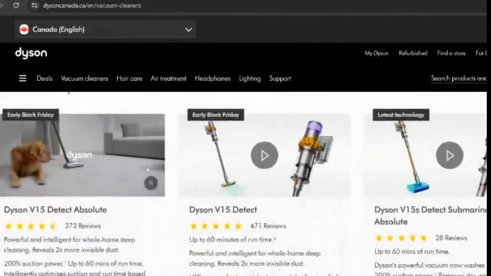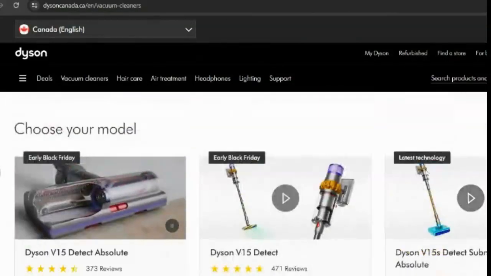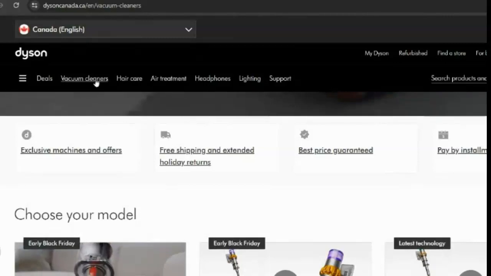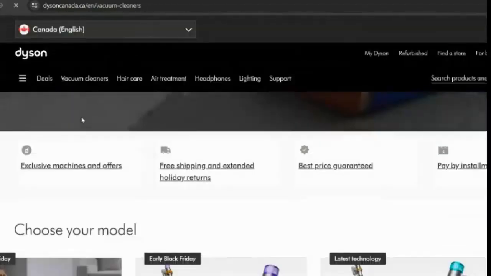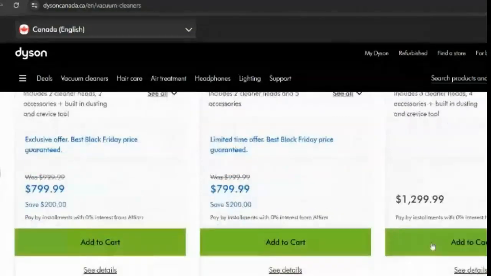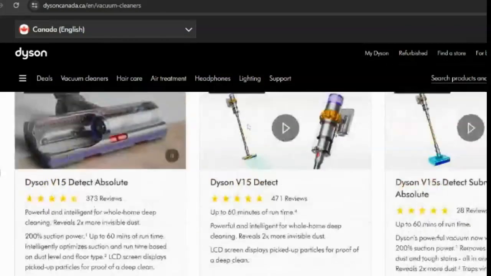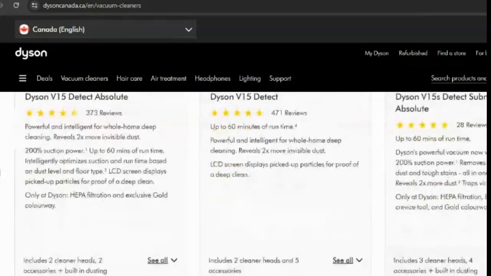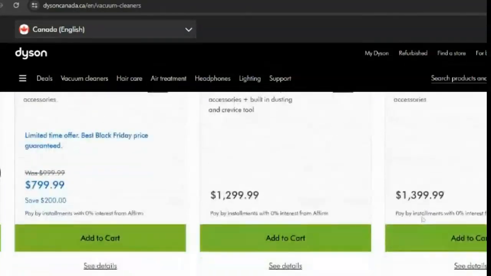So if I look at their new model, for example, this one is a new model. If I go to vacuum cleaners, this is the new model. If I go to this model, you can see still the price, there is no discount at all. It's 12.99. But look at this one. This was their older model. They want to clear their stock now. That's why they're offering you a discount. And this is also their new model. No discount.